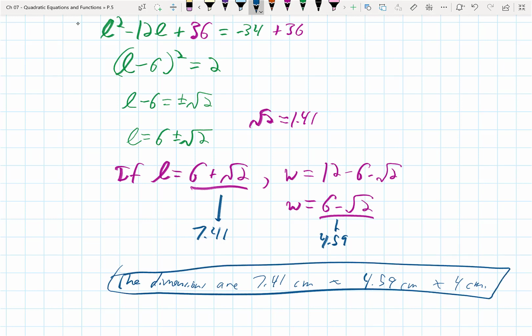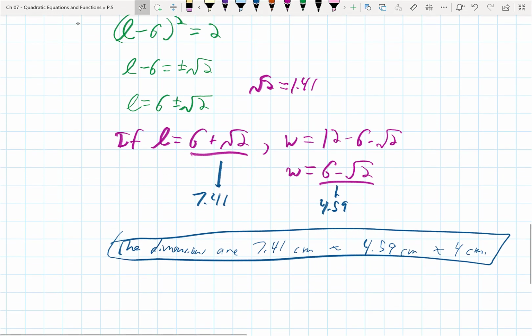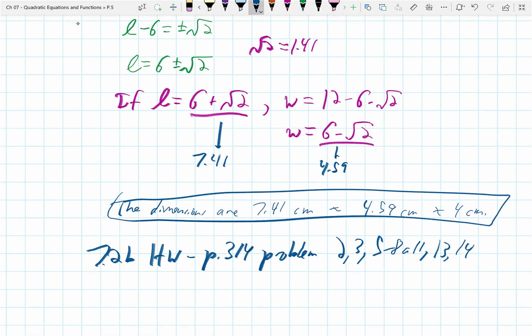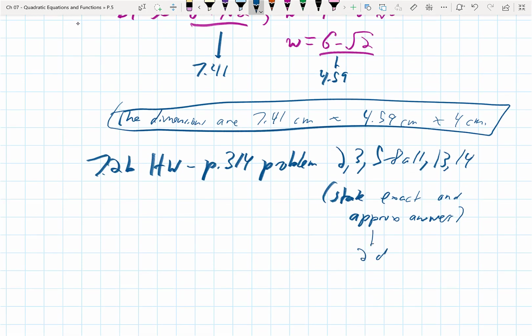So that's it. This is supposed to act as a big review of the previous ones. These do not factor, and remember that for your homework, at least this is in 2019, your homework is this. And please do the problems, not the written part. The problems 2, 3, 5 through 8, all 12 or 13, 14, and for all of these you're going to state the exact and the approximate answers. And approximates we're going to do to 2 decimal places, round to the nearest hundredth. And that's all.